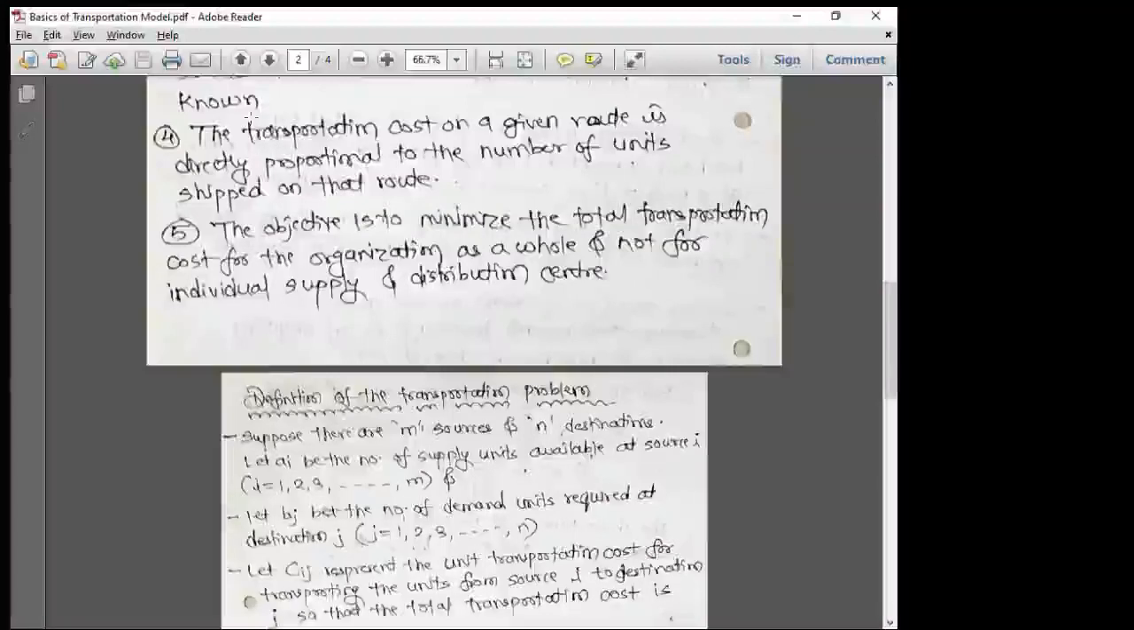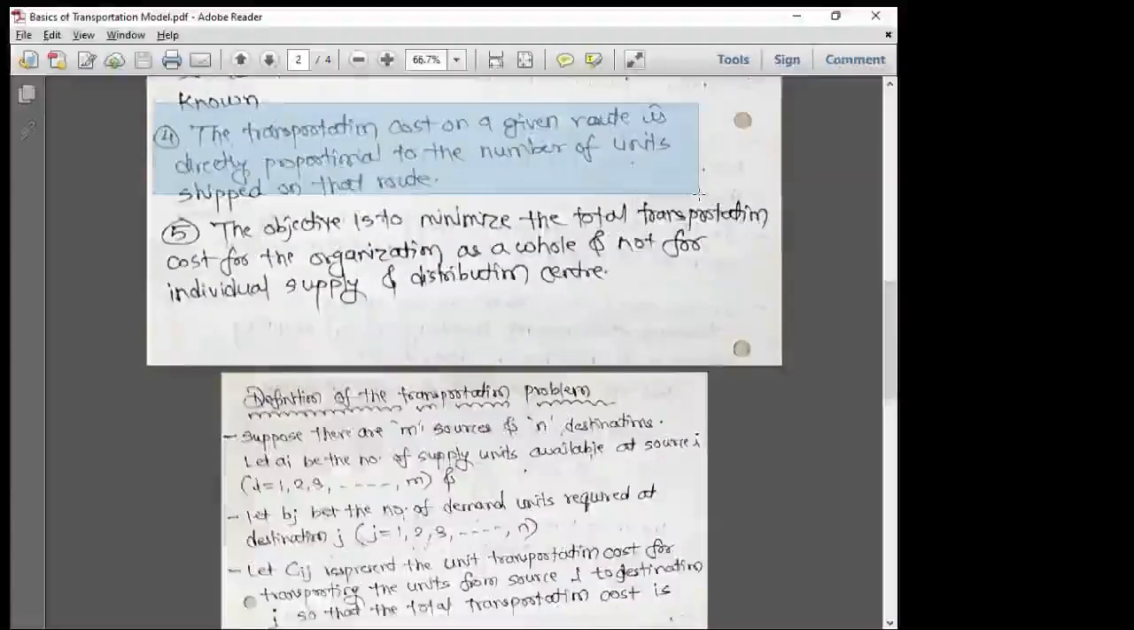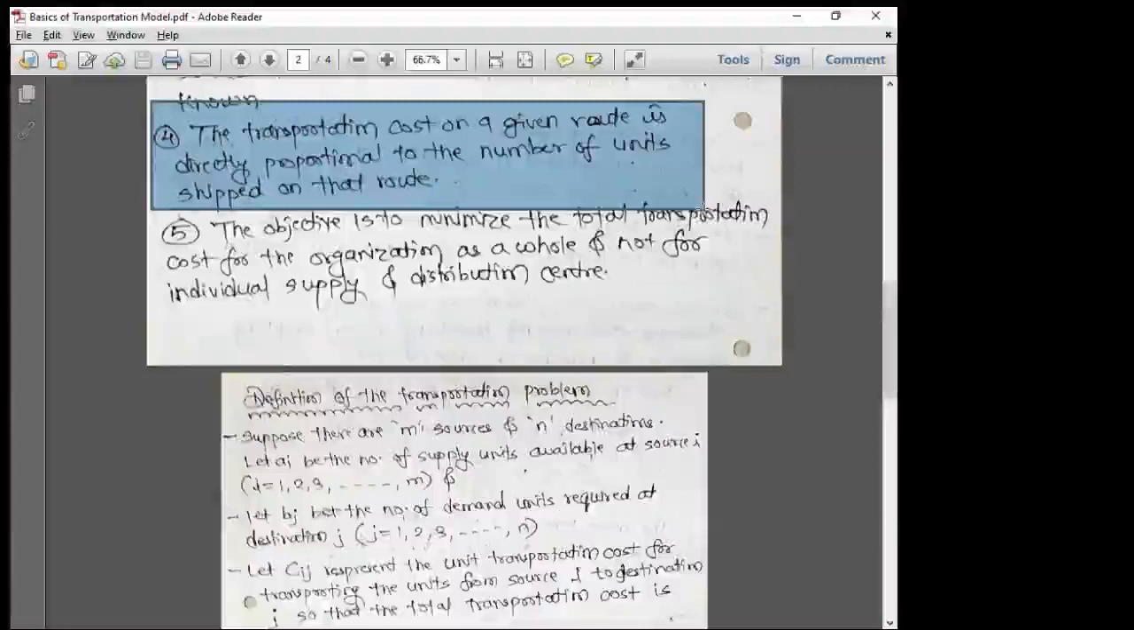What they are saying is that the transportation cost on a given route is directly proportional to the number of units shipped on that route. So if I'm shipping one unit, the cost will be, let's say, 1 rupee. If I'm shipping 10 units, the cost will be 10 rupees, right? So this is a linear relationship, and this assumption tells us that this problem is a linear programming model, or the LPP, right?